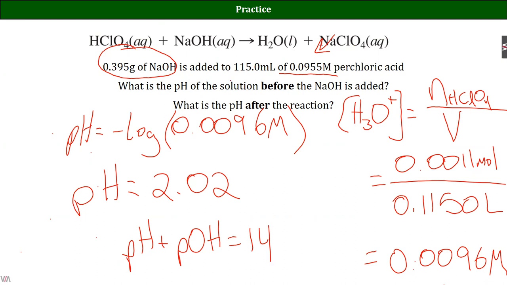Oh, sorry, that's an arrow. I was pointing at the concentration. Oh, sorry. N is a variable, means moles.